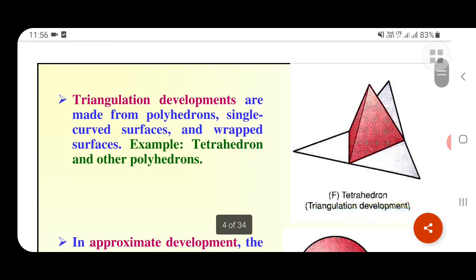Next is the triangulation development method. This is made for polyhedrons, single curved surfaces and warped surfaces. It is applicable for tetrahedrons and polyhedrons. So write down the third method, triangulation development method.